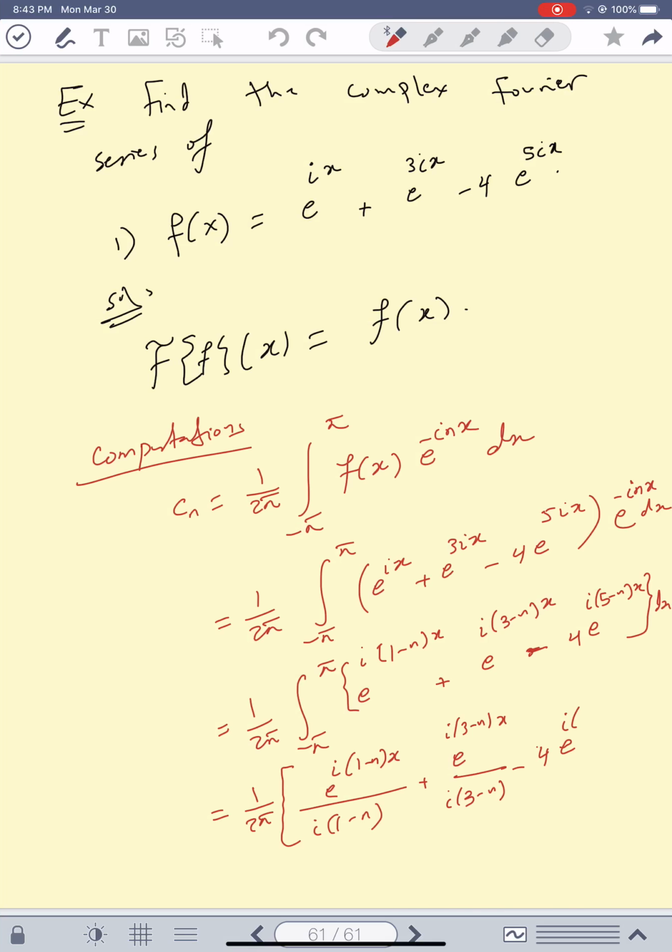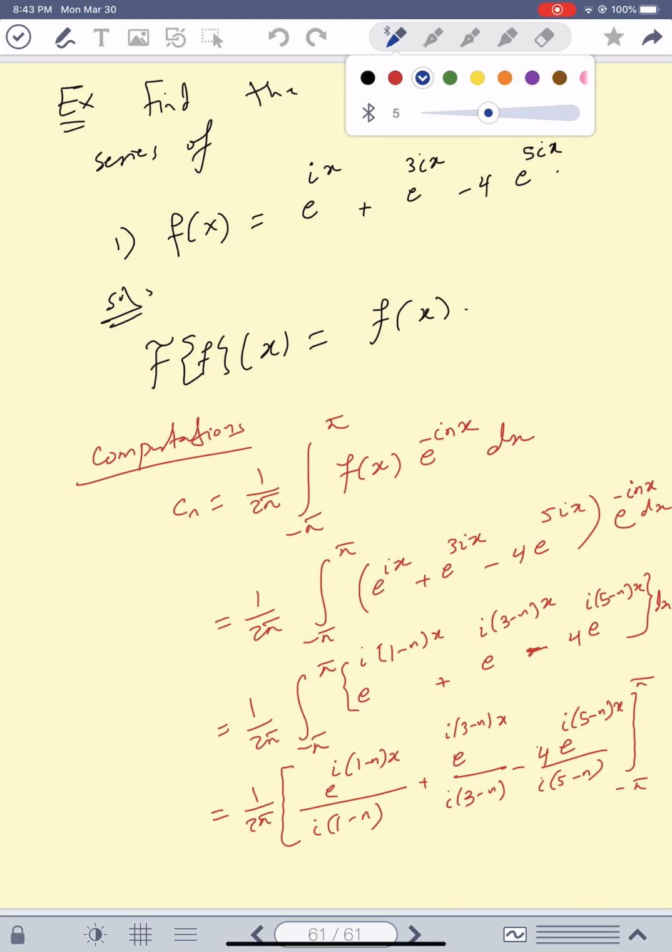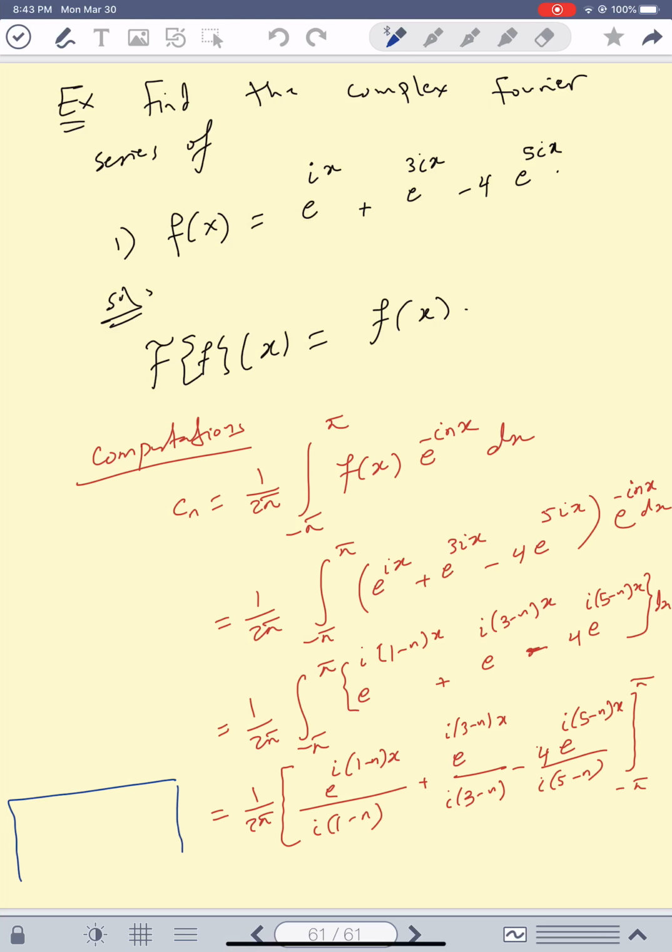For e to the i(5 minus n)x over i(5 minus n), from negative pi to pi. But at this point, I'm sure everybody is seeing this. Everybody is saying, okay, in this last formula, I can't have n equal to 1, 3, or 5, right? I can't divide by these numbers. So this last line is valid only if n is not 1, not 3, and not 5. So if n is 2, this is working.